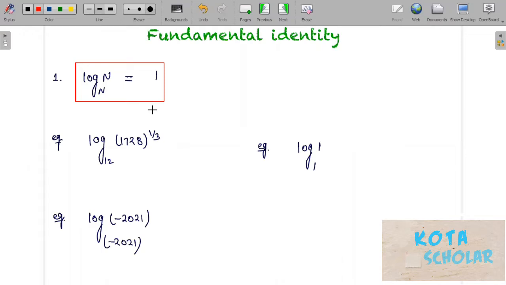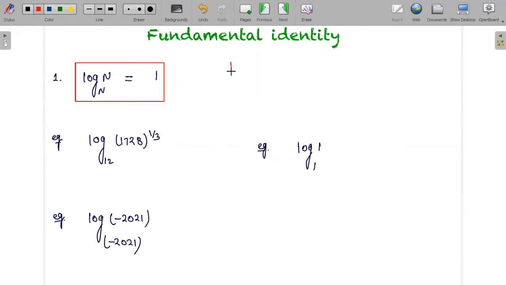In this lecture we are going to discuss some fundamental identities of logarithm. So let's get started. The first one: when the base and the number of a log are equal, then the answer will be 1. To get into its proof part, let me consider log n to the base n is equal to alpha.